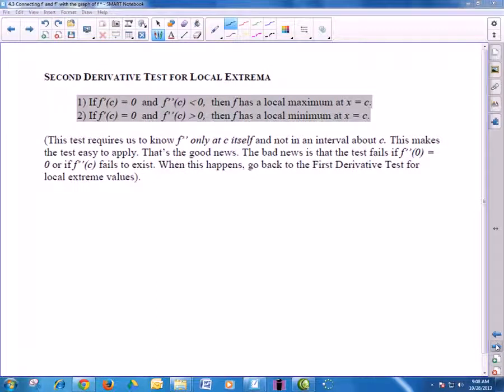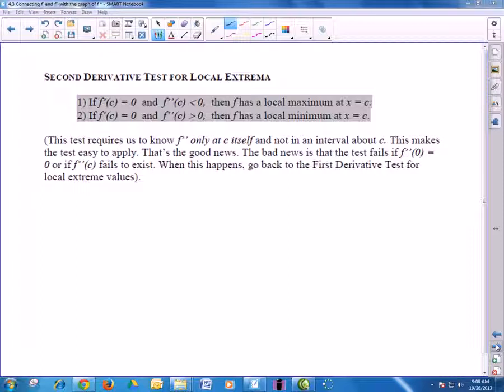So now let's take a look at this thing called the second derivative test for local extrema. We're using the second derivative to determine if a function has a local maximum or a local minimum at a specific point, which we know as critical points.